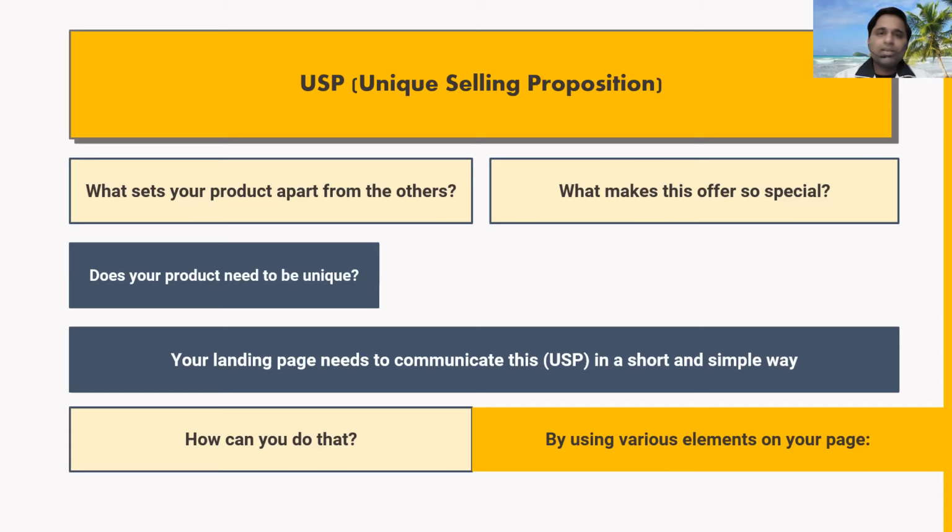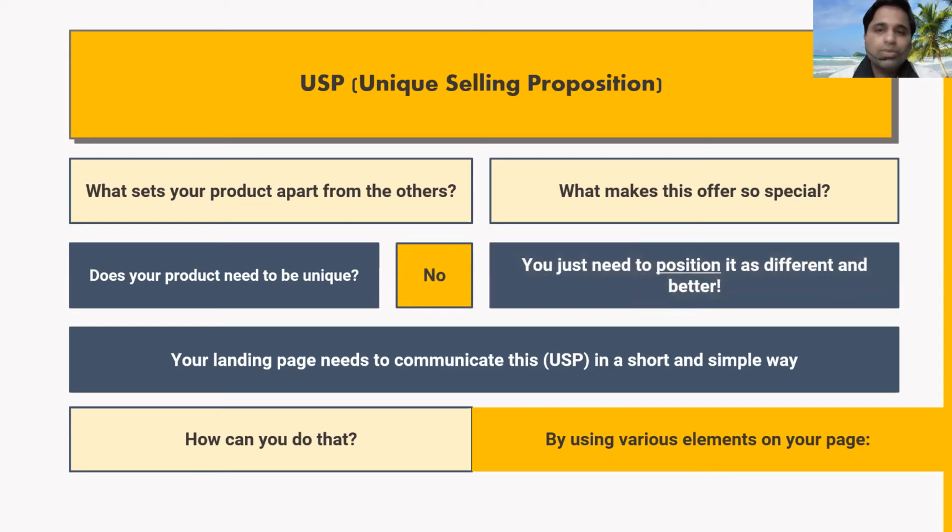Now, as soon as people hear the words unique selling proposition, they think that their offer should be unique. Do not get fixated on this word unique. The question arises: does your product need to be unique? No, the answer is no. As we have learned in our internship videos also, you just need to position it as different and better. Marketing is all about perception. People will see what you make them see about your product. So make them see your benefits and how you are different. Your product should obviously be better, but you do not need to be unique or something extraordinary.